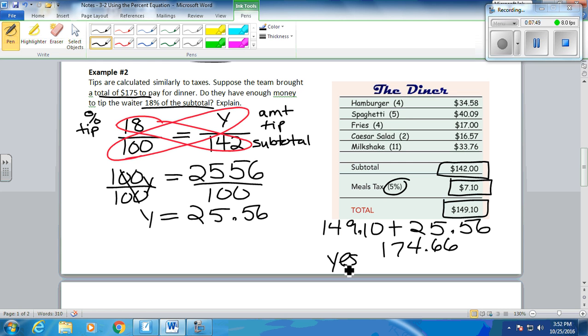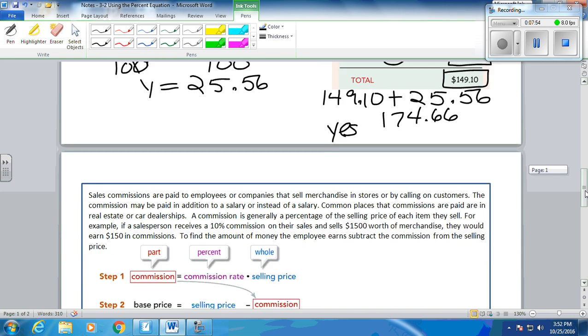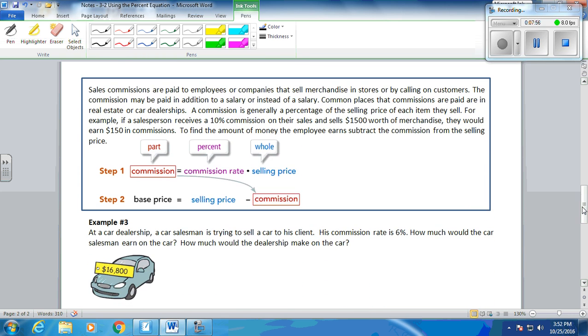I'd like you to flip the paper over and go ahead and take a minute and read that paragraph that is there, because this is really important information. And pause the video.